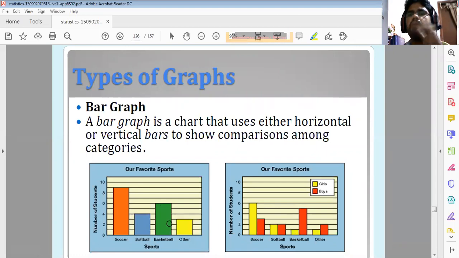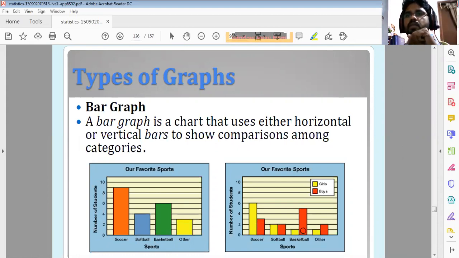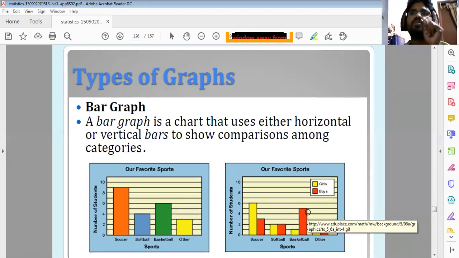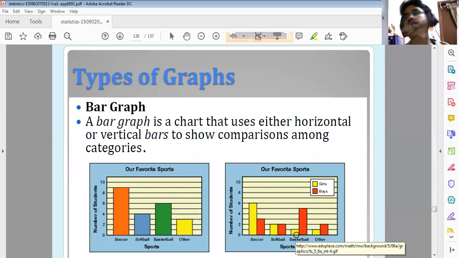But when it comes to the gender-wise category, how many boys are playing and how many girls are playing? In basketball, red color is boys and yellow color is girls. Within the 6 people, 5 students are boys and 1 student is a girl. So that is a comparison. We can compare easily by putting a bar graph also.